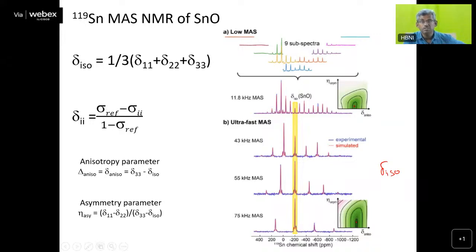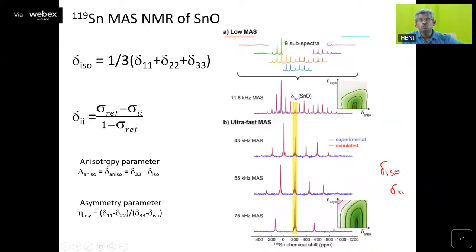Another important parameter is each component, delta ii. We write delta 11, delta 22, delta 33, so how do we evaluate that? It is based on this expression: delta ii is equal to sigma reference minus sigma ii, divided by 1 minus sigma reference. Sometimes sigma reference is so small that we say delta ii is equal to sigma reference minus sigma ii. That is a separate case; you can forget about it for the time being. So this is the expression for delta ii, which can be delta 11, delta 22, or delta 33. In solution, we don't have this; we have only one expression for delta. This second parameter, the components of chemical shift anisotropy, is equally important.